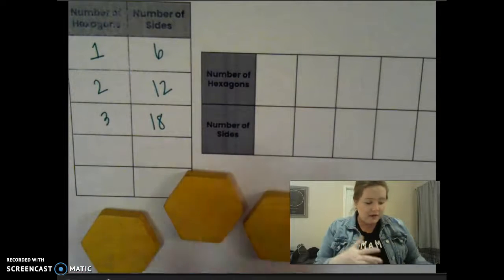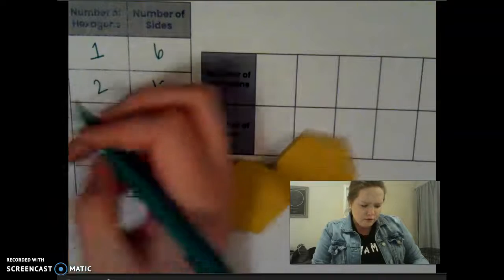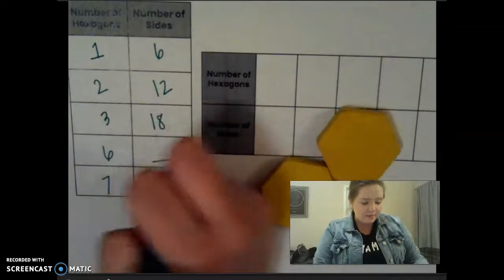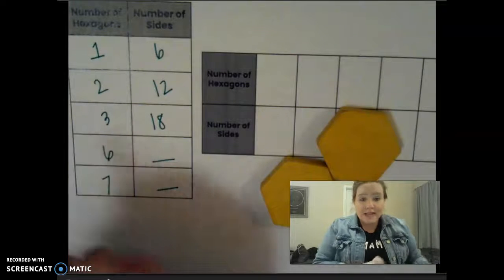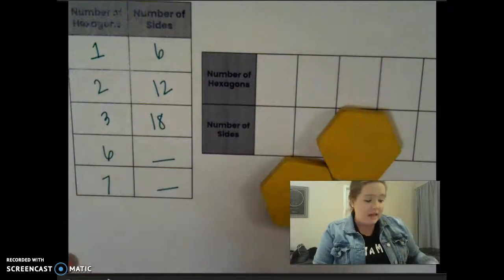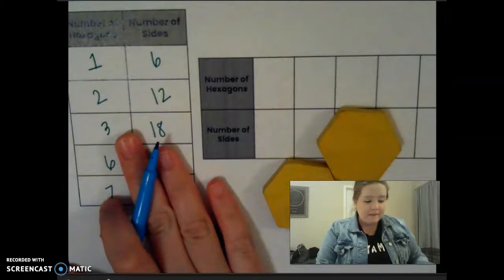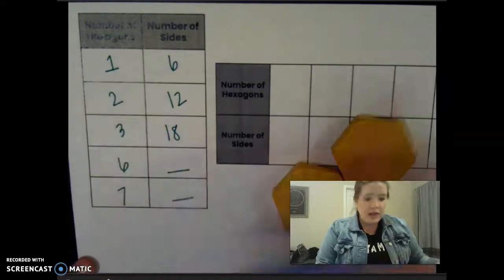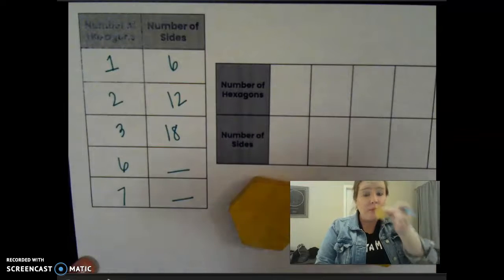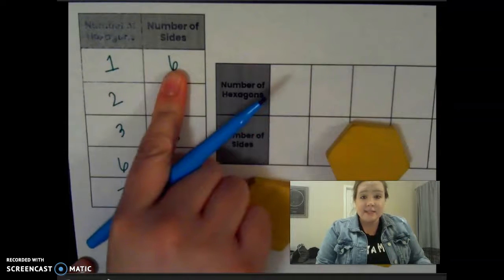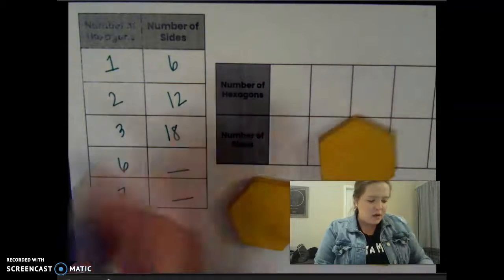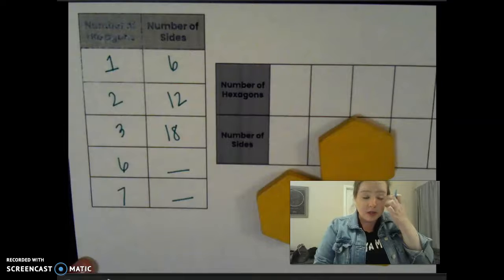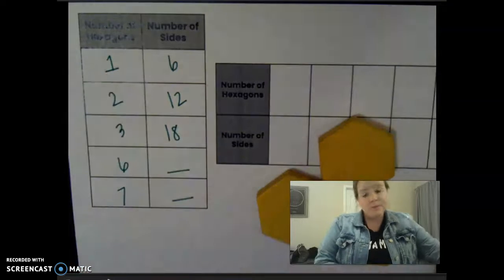Now, what if I wanted to find out the total number of sides for 6 hexagons and 7 hexagons, okay? Now, there is a pattern going on in this table, all right? You can think of this as a machine. You put in one hexagon, and out pops 6 sides, because one hexagon only has 6 sides. So what do I do to get from one hexagon to 6 sides? What can you do to get from 1 to 6?